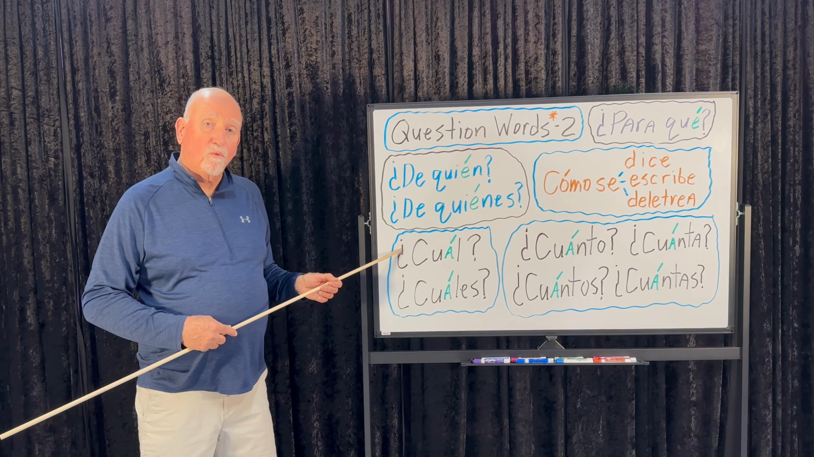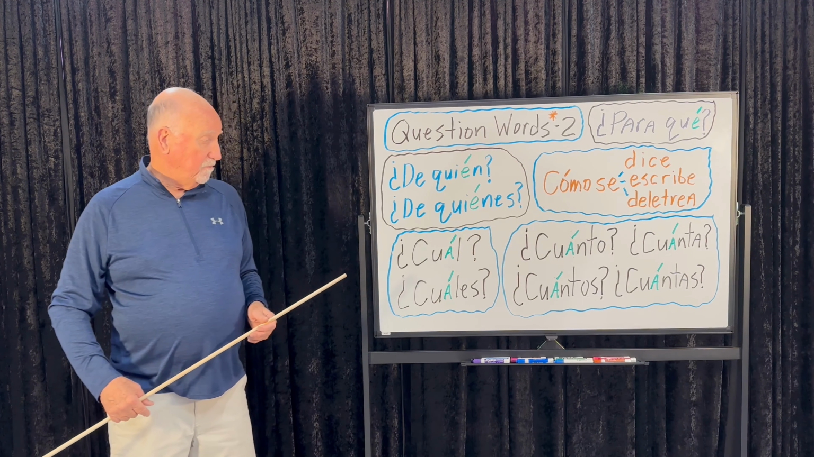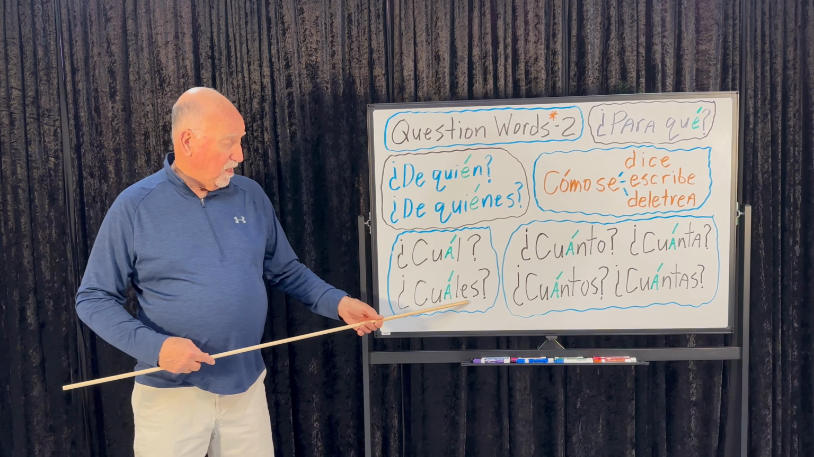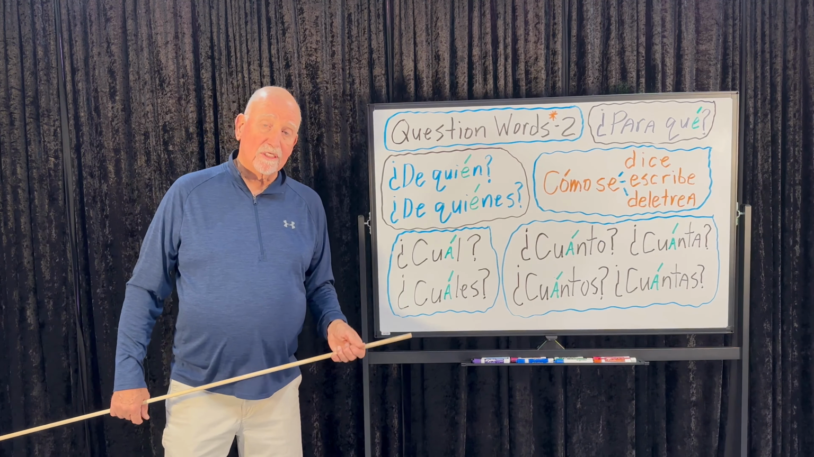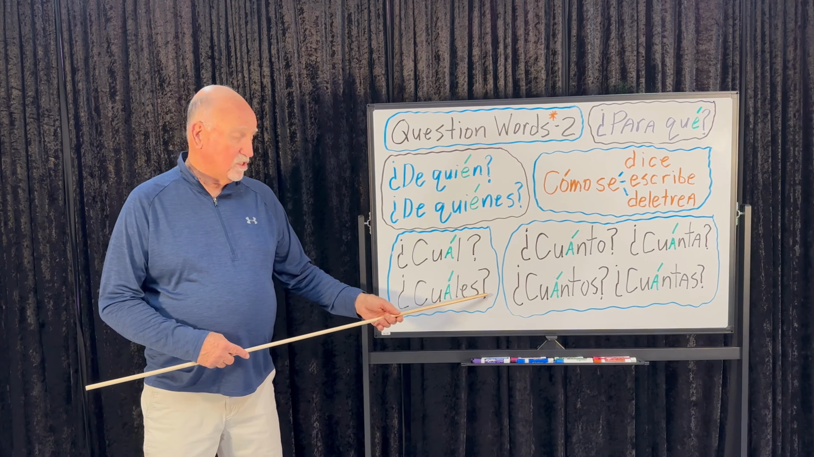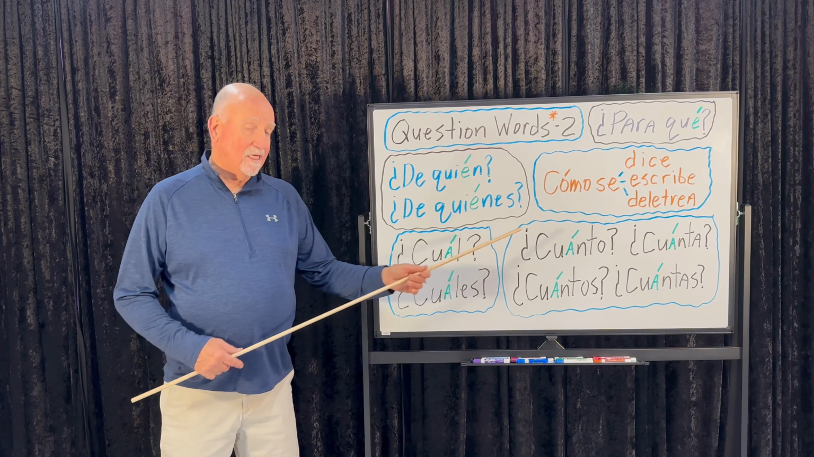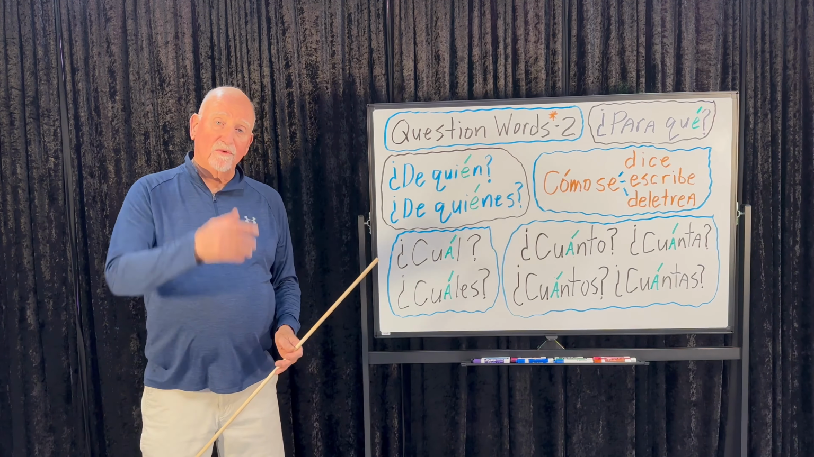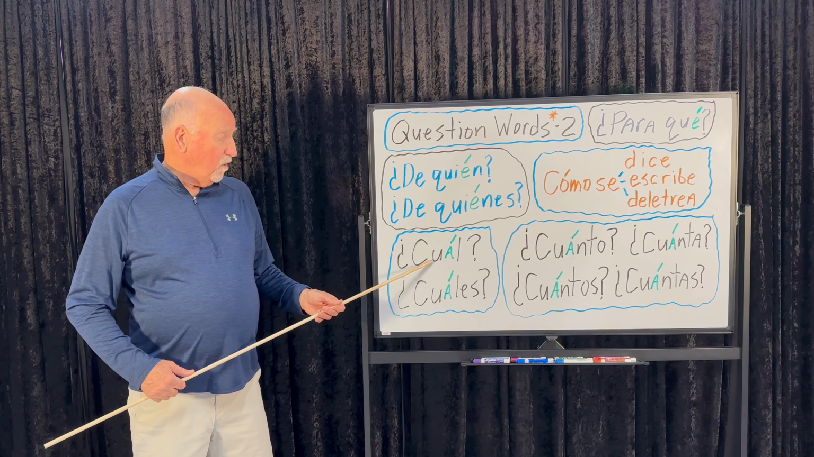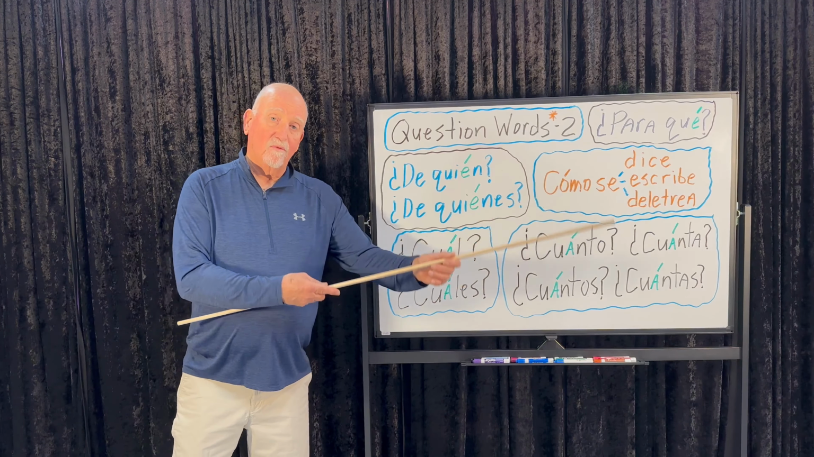Cuál and cuáles mean which. Cuál can mean which one. Cuáles can mean which ones. For example, which books do you want? ¿Cuáles libros quieres? Which photos do you want? ¿Cuáles fotos quieres? ¿Cuál de las casas quiere comprar? Which of the houses do you want to buy? You say to your wife, or husband, ¿cuál de las casas quiere comprar?